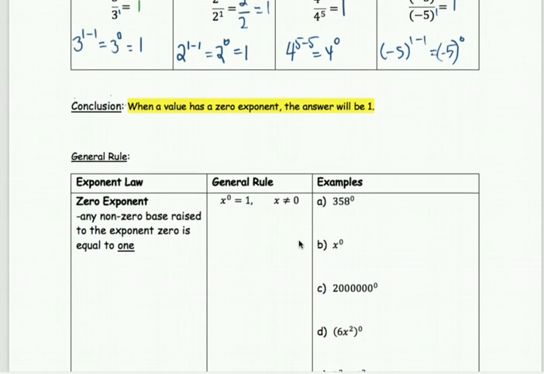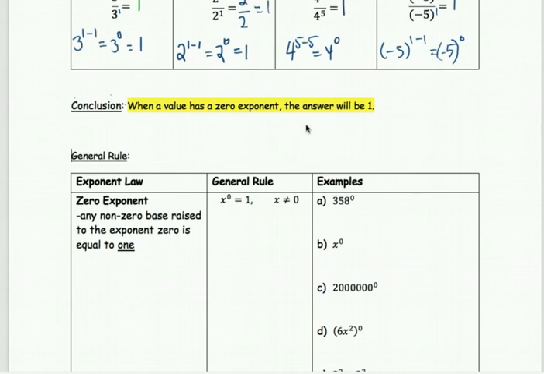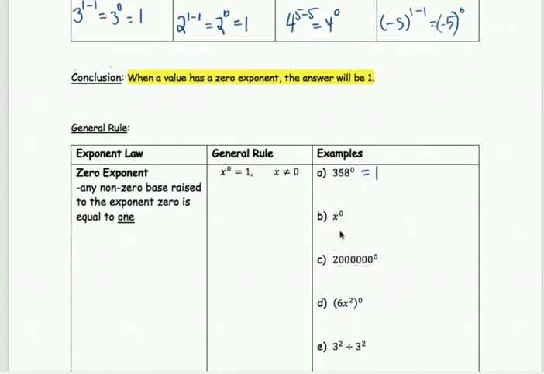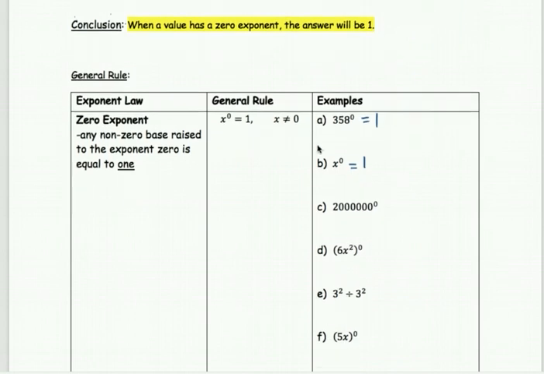Here's the first one. This 0 exponent is attached to this number, 358. So the answer is 1. Even if it's a letter, the 0 is attached to this x here. So 0 exponent, answer is 1. Hopefully you're starting to see a pattern here. Even if it's some really, really large number with the exponent little 0 up in the air, the answer is 1.